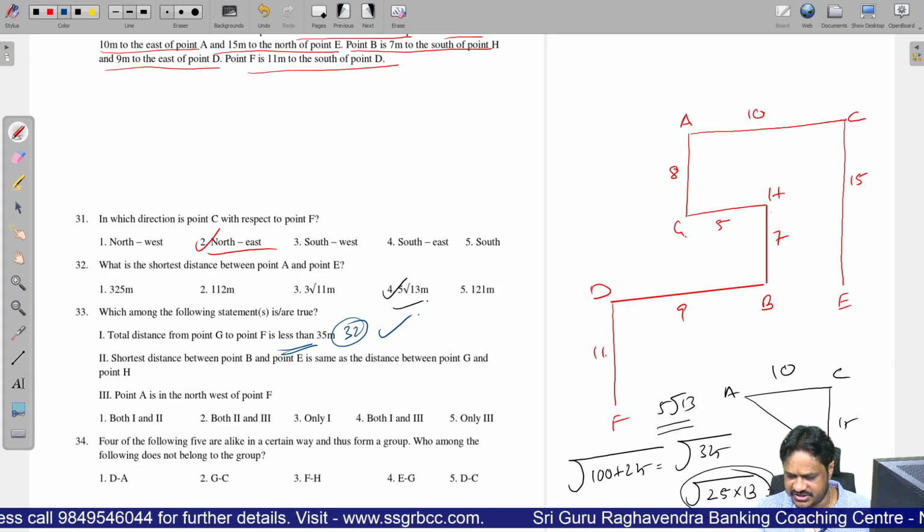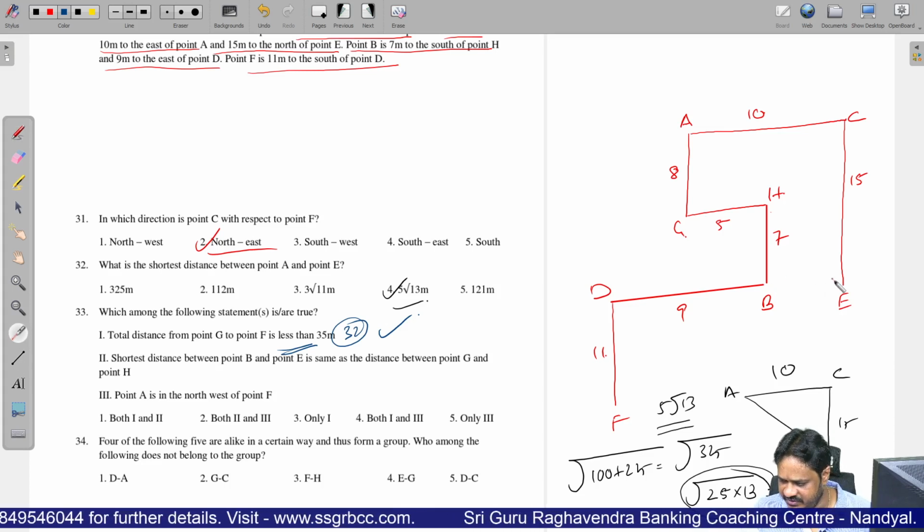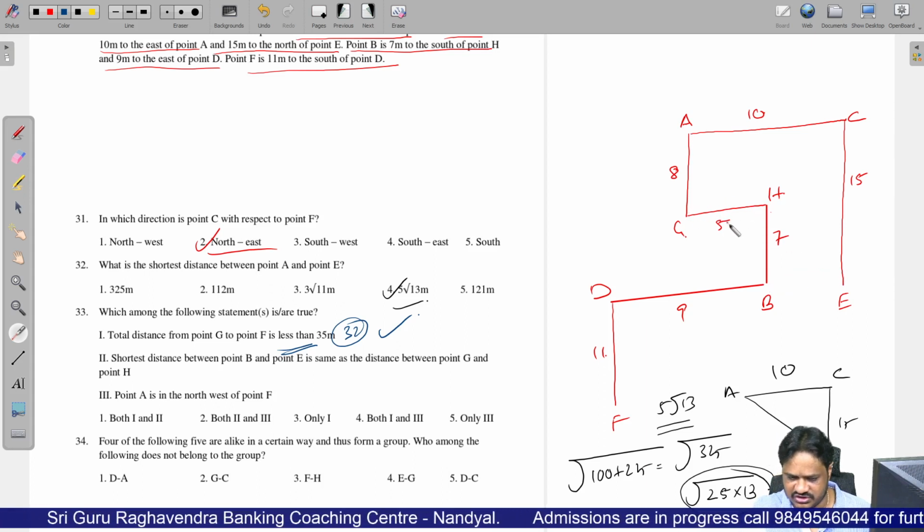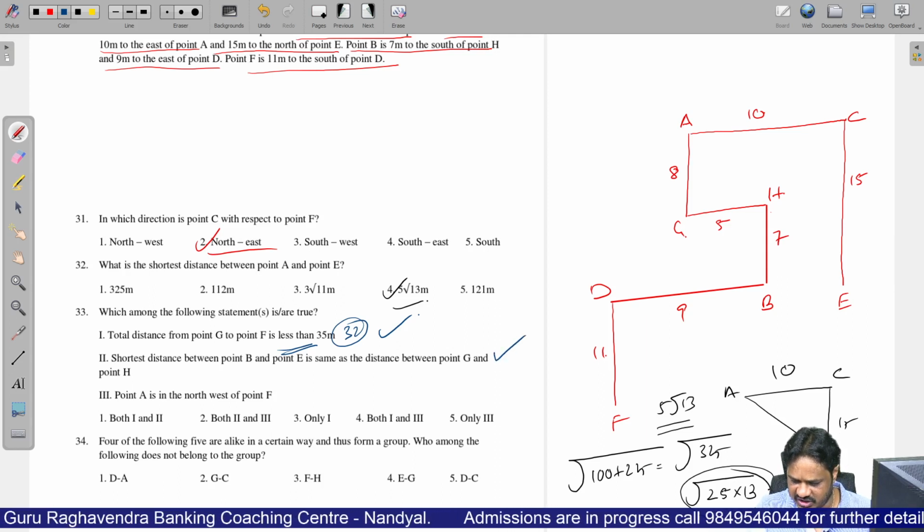The shortest distance between B and E is equal to the distance between G and H. Between B and E, the distance is 5 meters. This is how many meters? 10. Already 5. So this is 5. Between G and H also 5 meters. So this is also correct.